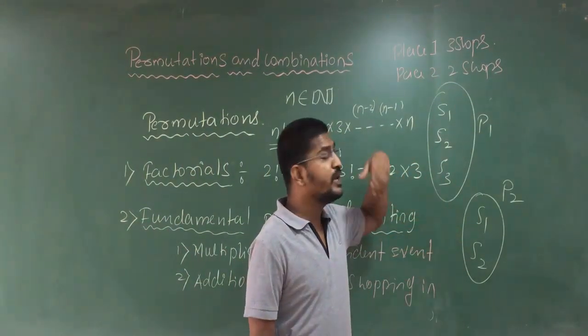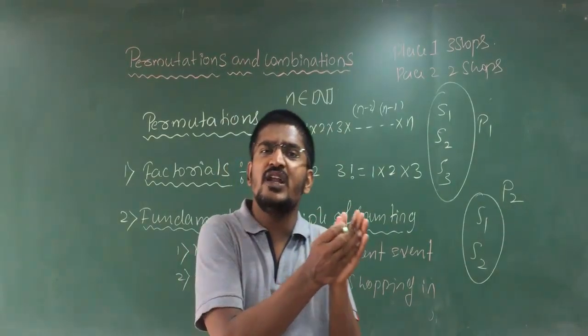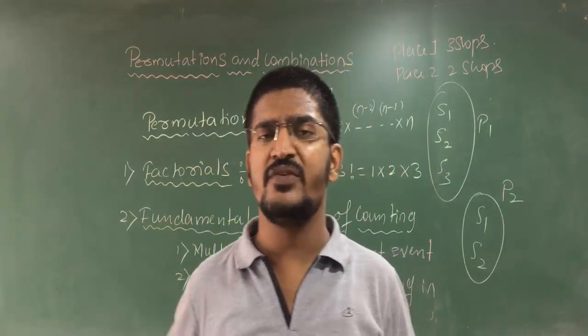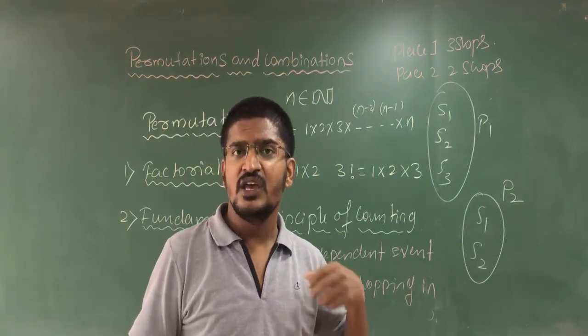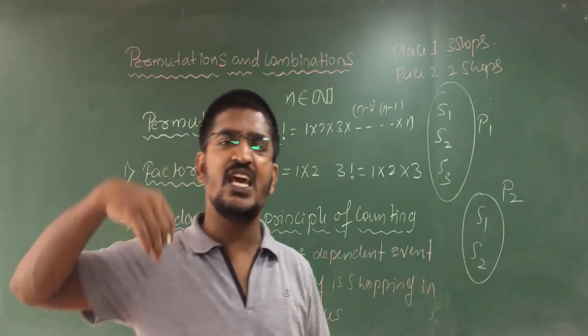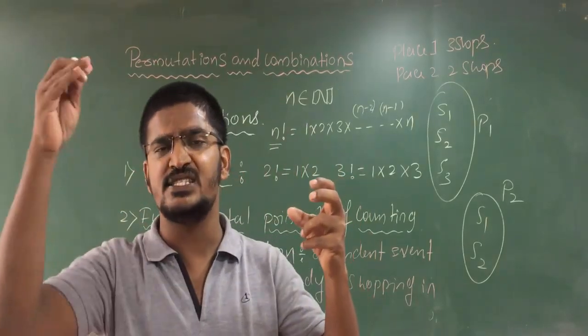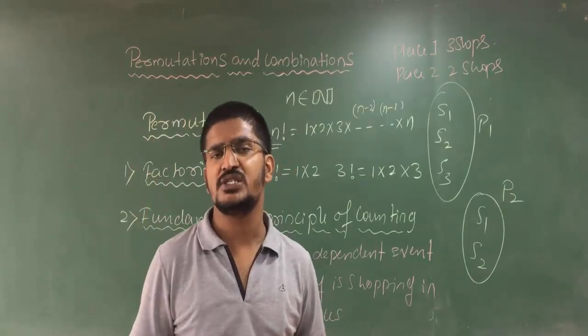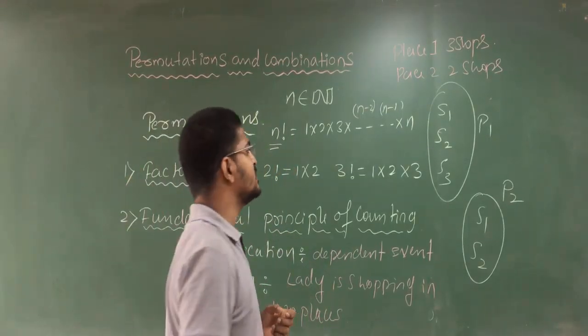Clear? In the previous problem, pant 1 and shirt 1. That means if he wears a pant, to complete his event he has to wear a shirt. If he wears pant 2, he has to wear a shirt. If he wears pant 3, again he has to wear a shirt. That means P1 has 3 choices, P2 has 3 choices, P3 has 3 choices. Clear? But here there is no such thing.